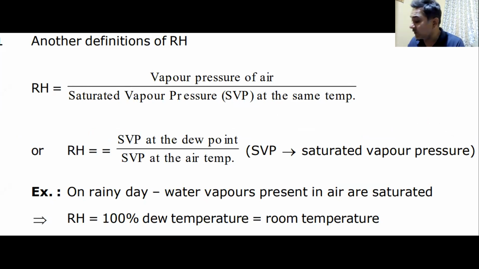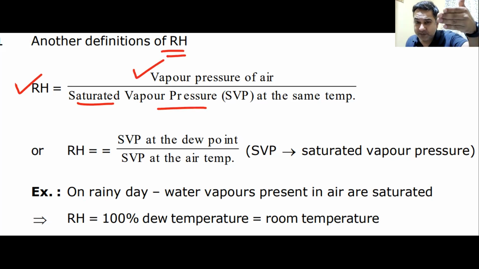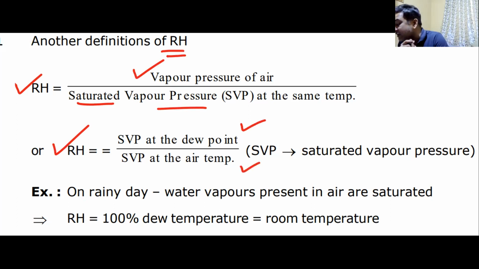The other definitions of relative humidity, please don't try to make sense out of it. Just remember this. Relative humidity is the vapor pressure of air right now divided by the saturated vapor pressure when the air becomes saturated. Or you can define it in a different way: the saturated vapor pressure at dew point divided by the saturated vapor pressure at the given air temperature.